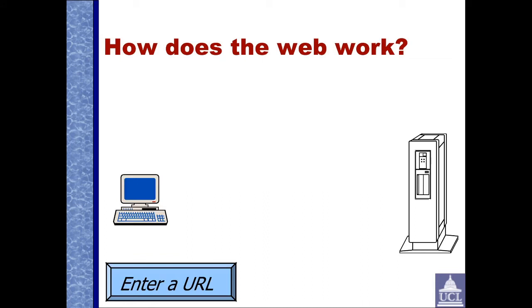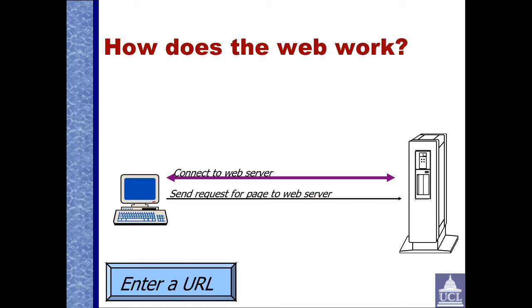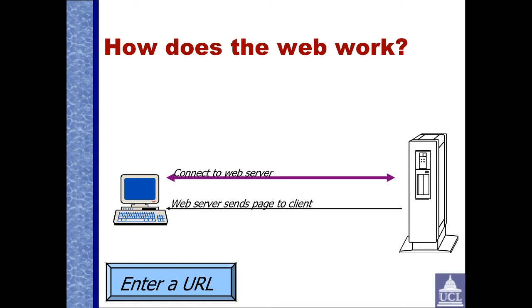So what happens when you enter a URL into a web browser? Well, first of all, it has to connect to a DNS server in order to obtain the IP address. It's then able to connect to the web server, send a request for the page to that web server, and obtain the page back on the client from the server.